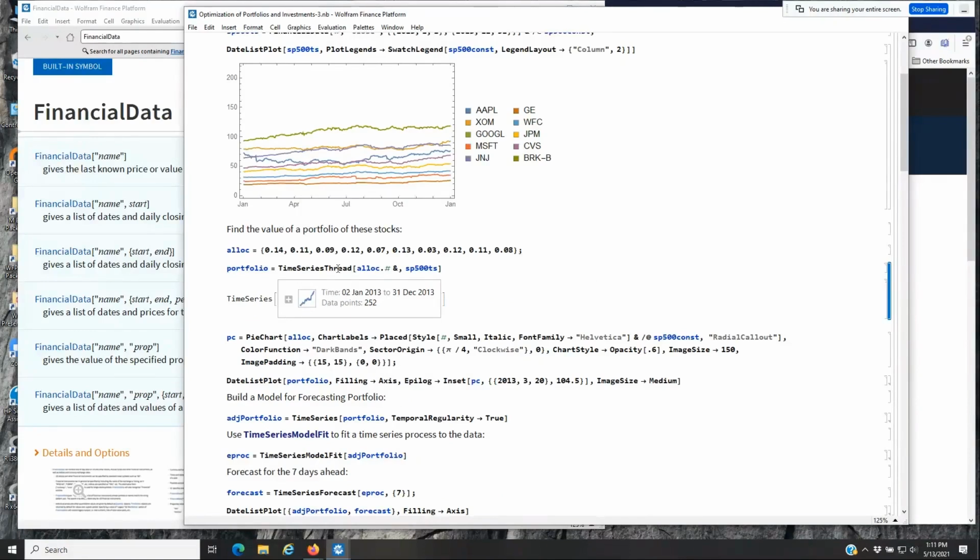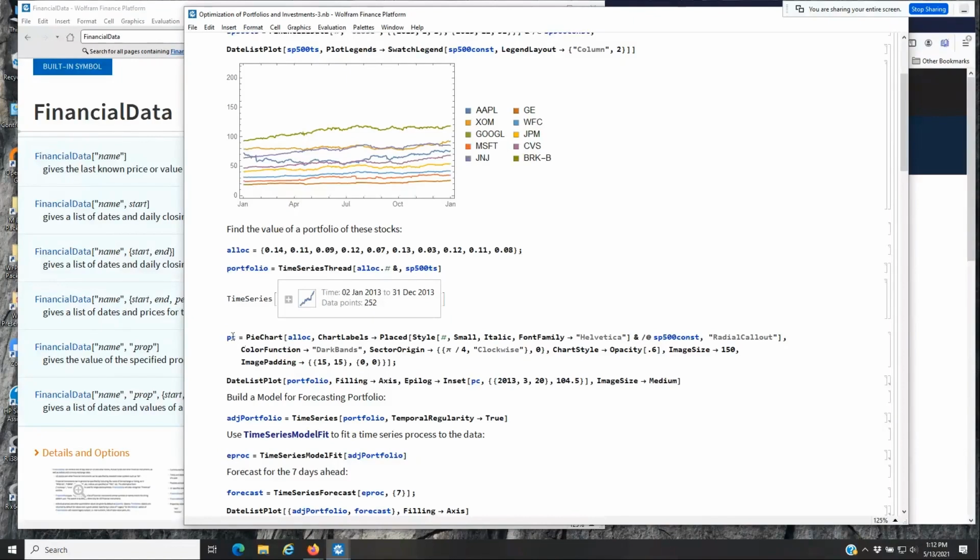Okay, now each of them was a time series object, and this is time series thread, which allows me to take each of these time series here and then form its product with the allocations to give me a time series product at the end. So we're going to look at this in a moment.